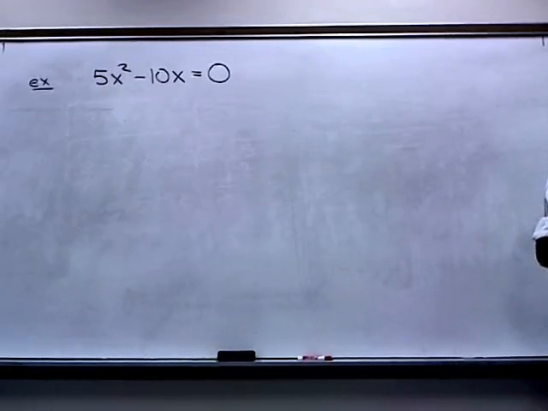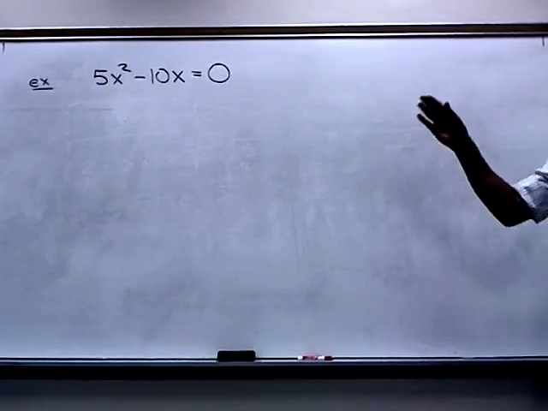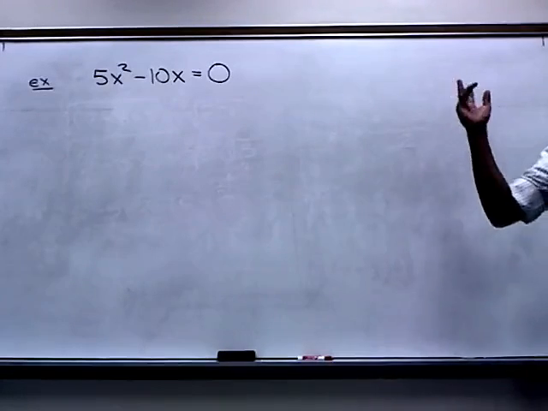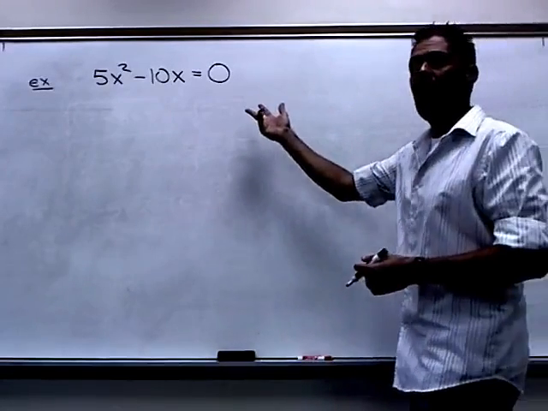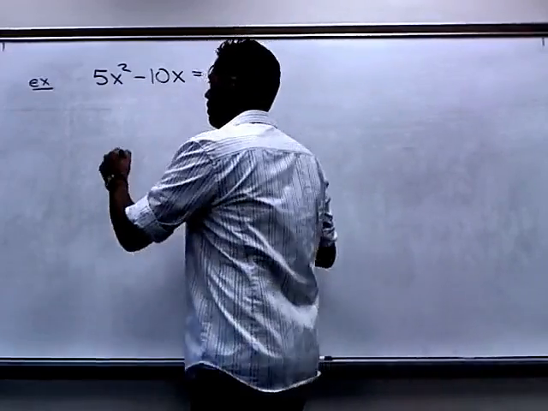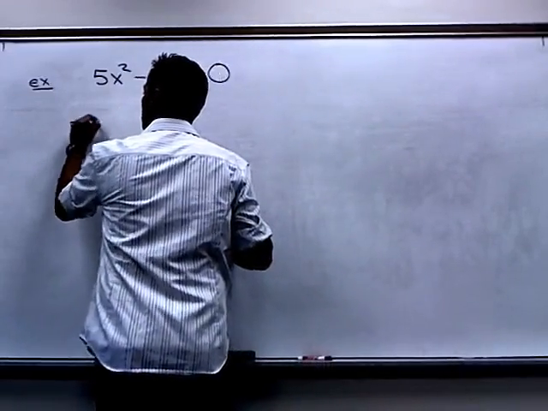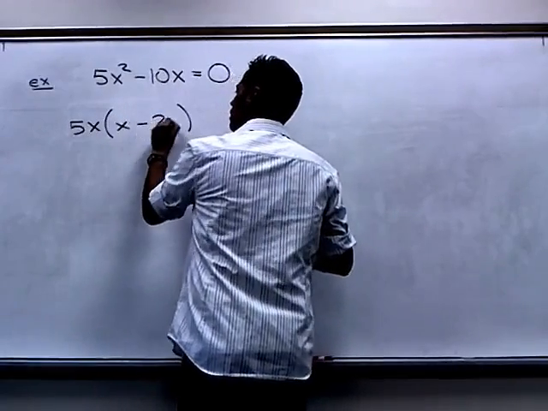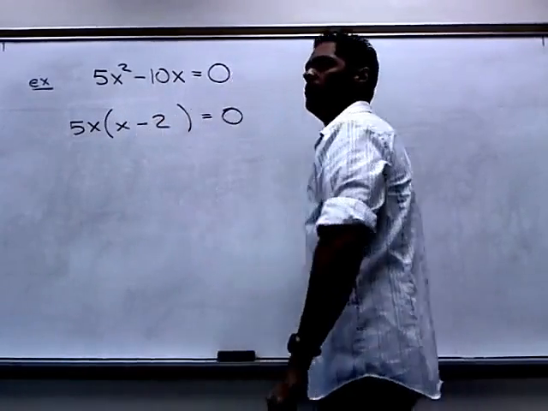You can divide out a 5. How about looking at the left side? Don't we have a GCF, greatest common factor? 5. Don't they both have an x in them? Both have a 5? 5x. So just pull a 5x out. You'd be left with what? x minus 2. Then equals 0, right?